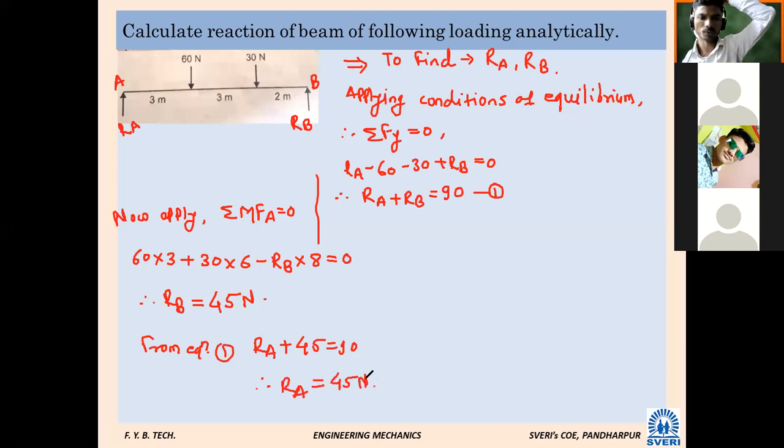Very simple. So your concept should be clear: the problem is very simple. How we can calculate, where we have to take moment, where we have to find reaction, etc. So both the reactions are known, this RB, this RA. Very simple problem. Understood? Yes, sir. Shall we go next? Yes, sir.